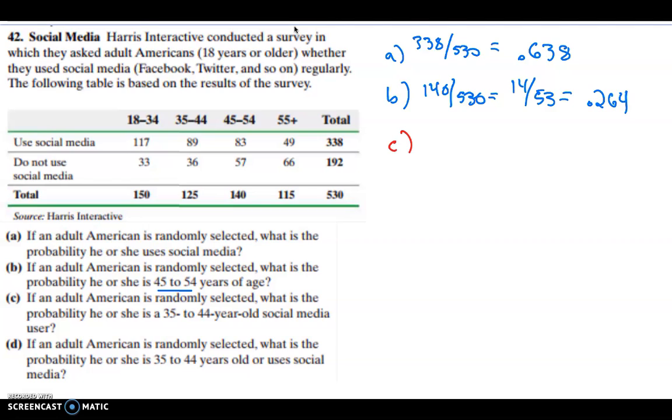Okay, part C. If an American adult is randomly selected, what is the probability that he or she is 35 to 44 years old? So they are a 35 to 44-year-old social media user. So this is basically saying what's the probability that they're 35 to 44 and they use social media.